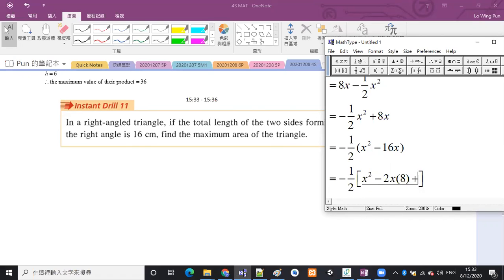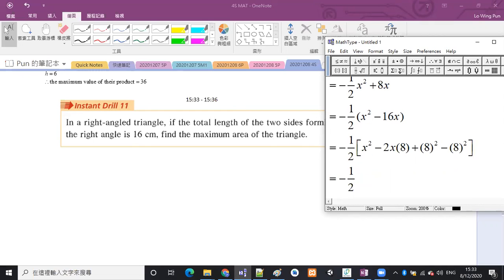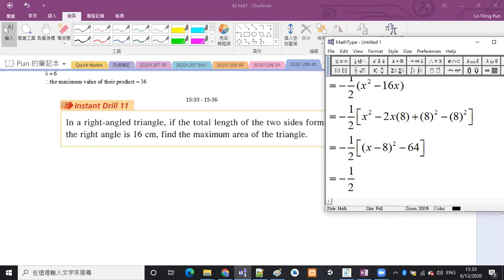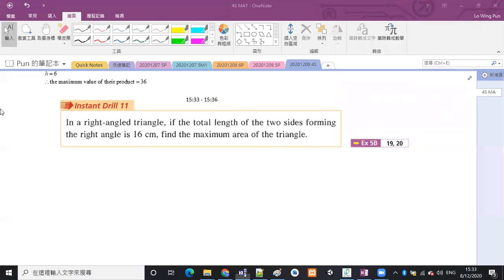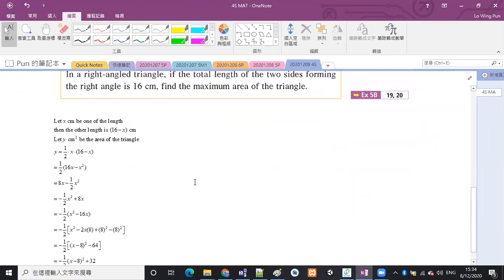Okay, and then plus y squared, and minus y squared. All right, and this will be the first three terms becomes x minus y bracket squared, and then minus 64. Removing the bracket, we will have this plus 32. So that is like this. The y is like this, and the question asks us to find the maximum area of the triangle.